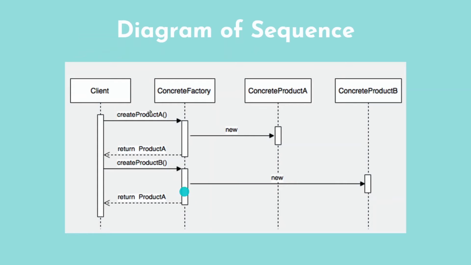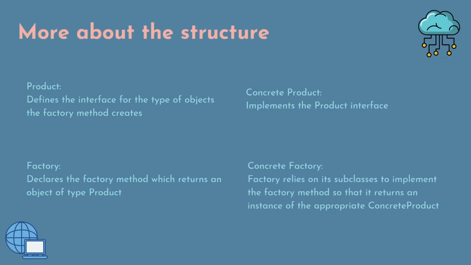And we have a sequence diagram. We have a client, a concrete factory, a concrete product A and a concrete product B. The client asks for a product A, and the concrete factory creates the new concrete product A and returns the product. This is the same for product B. The client asks for a product B, and the concrete factory creates the new product B and returns it. It's simple.